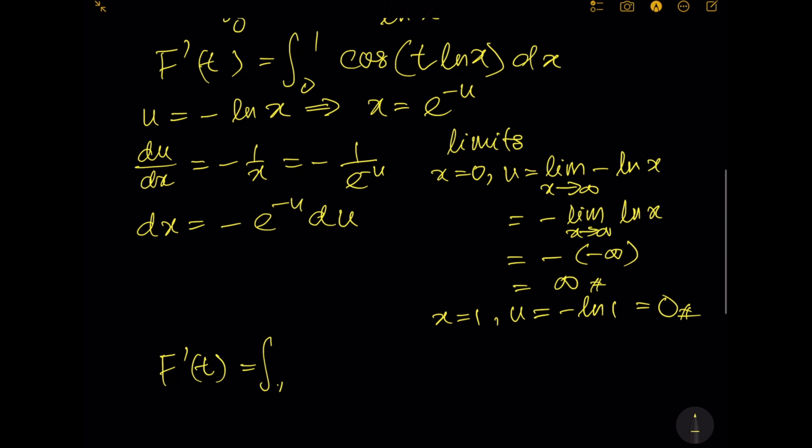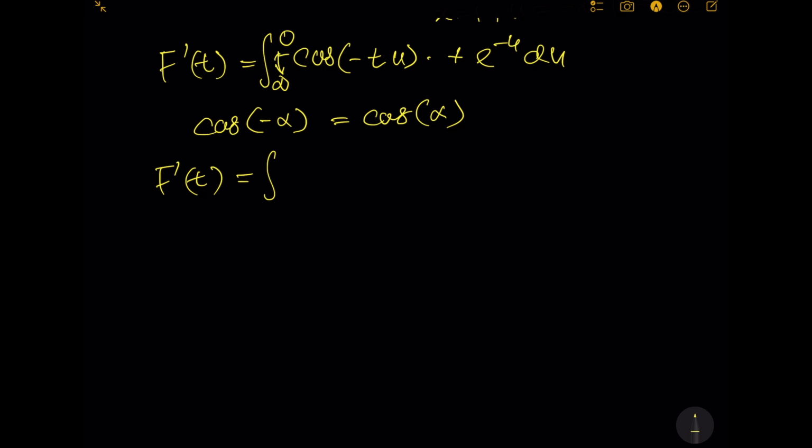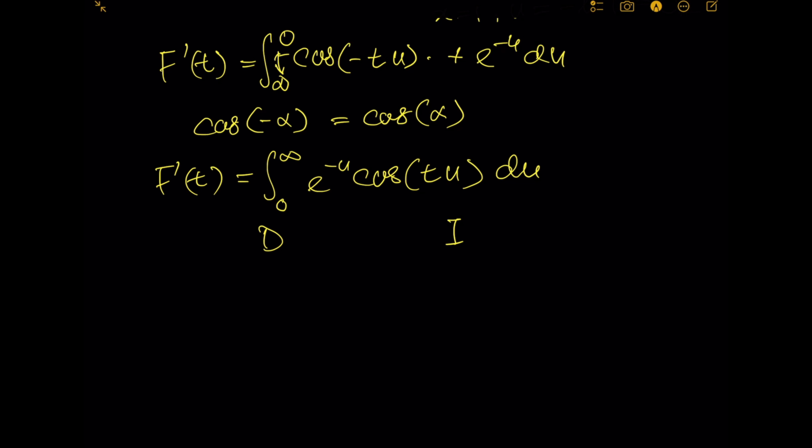Replace u and dx and the new limits into f prime t, and we get the new equation. Cosine is an even function, so cosine of negative alpha equals cosine alpha. Meanwhile, we can eliminate the negative by swapping the lower and upper limits. f prime t becomes the integral from 0 to infinity of e to the power of negative u times cosine(t u) du. Let's implement the DI table method for integration by parts.